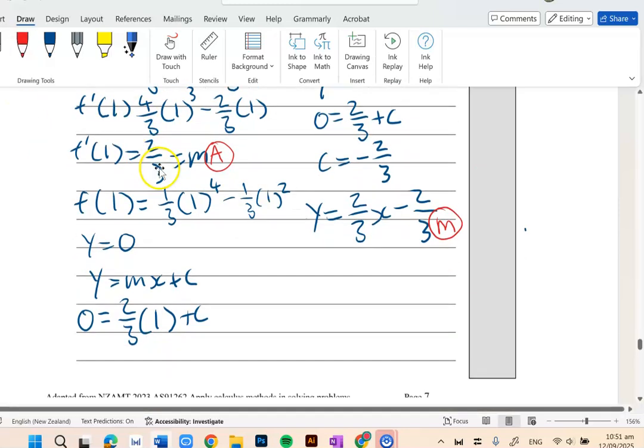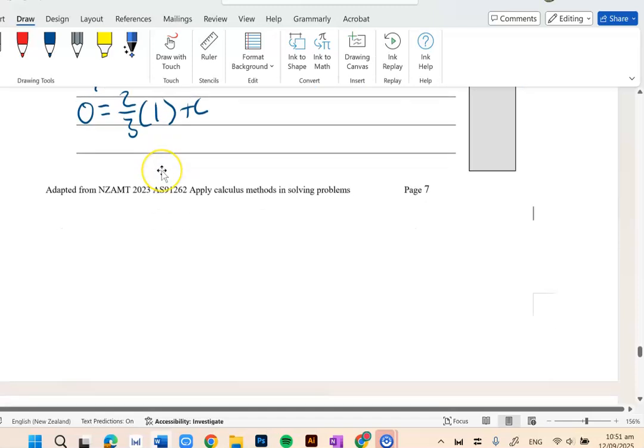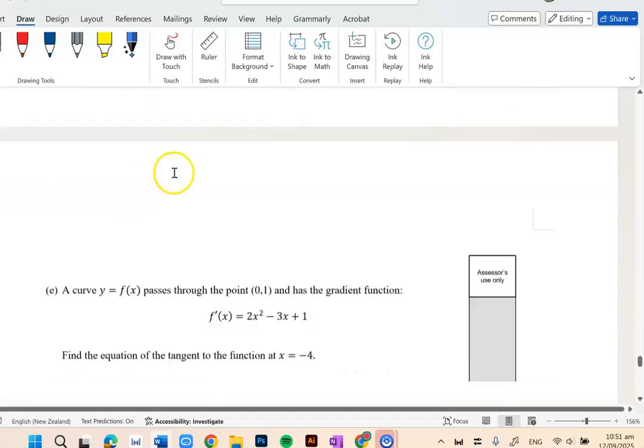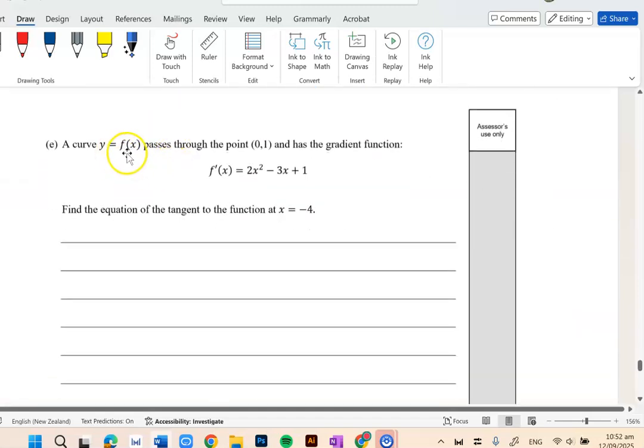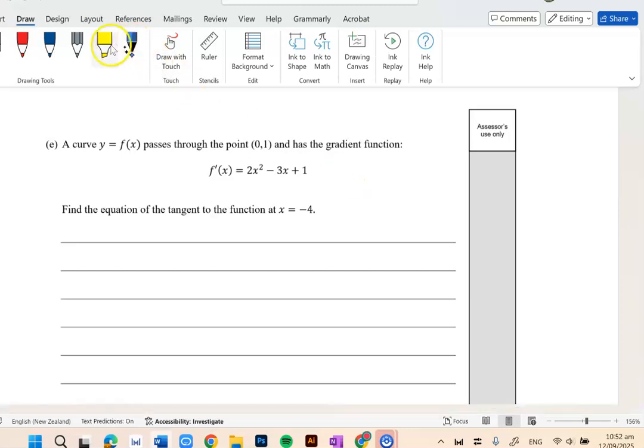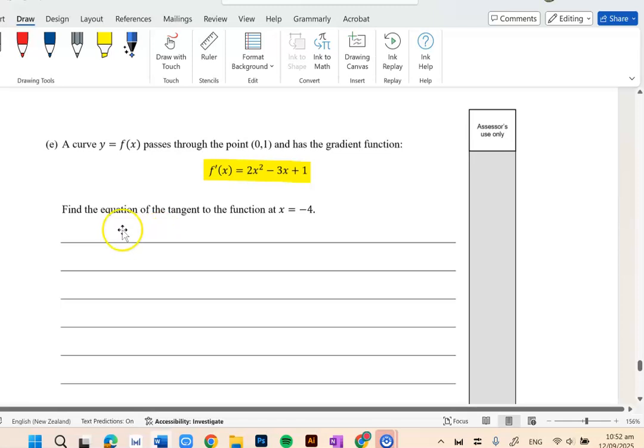Alright, next question. A curve y equals f of x passes through the point (0, 1) and has the gradient function f dash of x. Okay, this is the differentiated form. Just keep that in mind because there's that dash. Find the equation of the tangent to the function at x equals -4. So this is kind of similar to the other question, but it's just a little bit more complicated now.